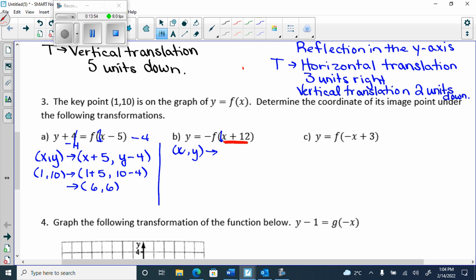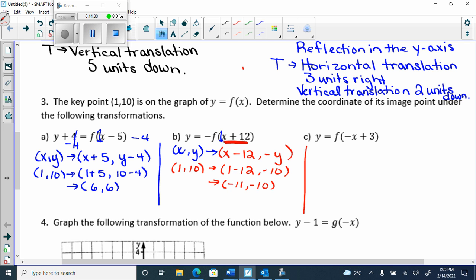So is this negative with the x? No. So I'm going to get a negative y. Is this 12 with the x? Yeah, so I'm going to get x minus 12. So some people don't know whether they should put it with the x or the y. If it's in the bracket with the x, it affects the x variable. That's it. If it's outside of that, it doesn't affect the x. If you remember that, it makes life easier. So my coordinate is 1, 10. And I'm going to get 1 minus 12, comma, negative 10. So I'm going to get negative 11, negative 10. What's the catch with C?